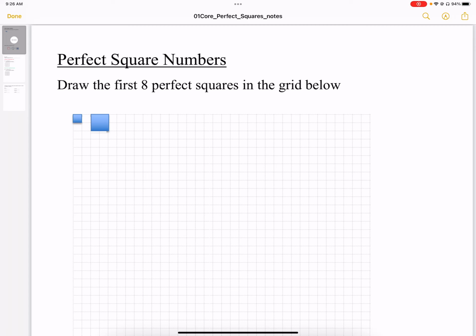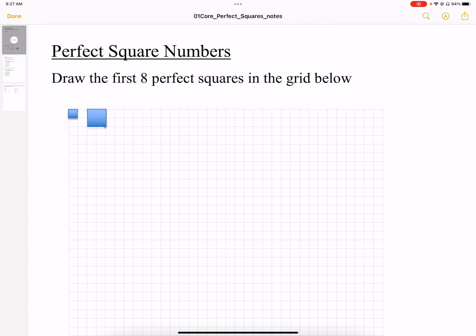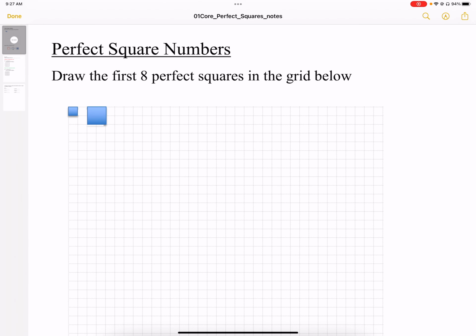Perfect square numbers. Perfect square numbers are numbers that make squares. When we talk about perfect square numbers, we can draw them on a grid by making squares. It says draw the first 8 perfect squares in the grid below. I've drawn for you the first perfect square number. That perfect square number is 1.